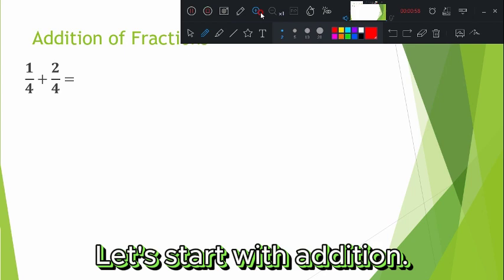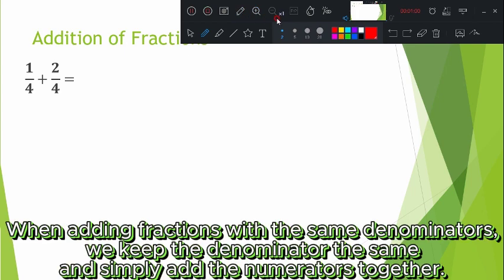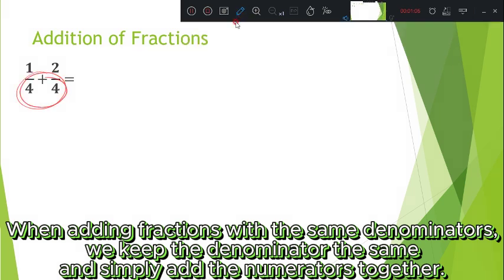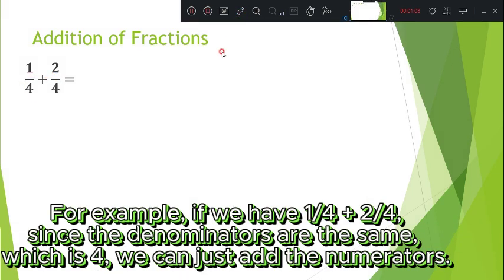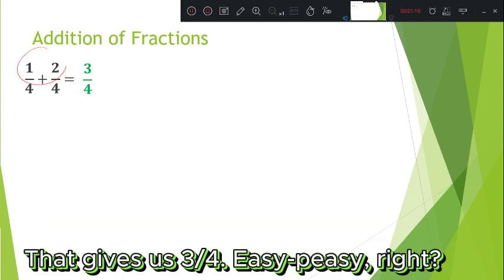Let's start with addition. When adding fractions with the same denominators, we keep the denominator the same and simply add the numerators together. For example, if we have 1/4 plus 2/4, since the denominators are the same, which is 4, we can just add the numerators. That gives us 3/4. Easy peasy.